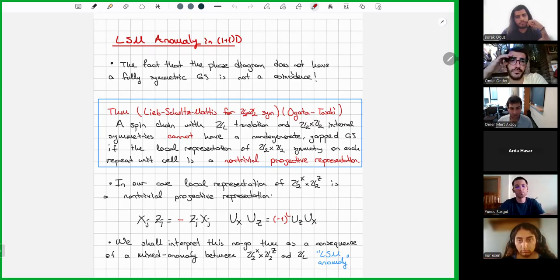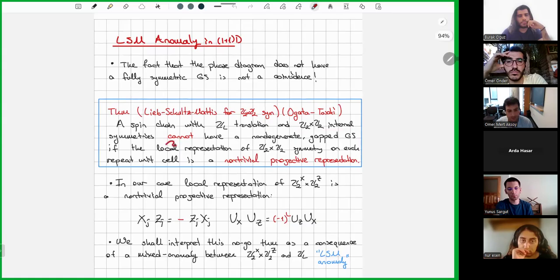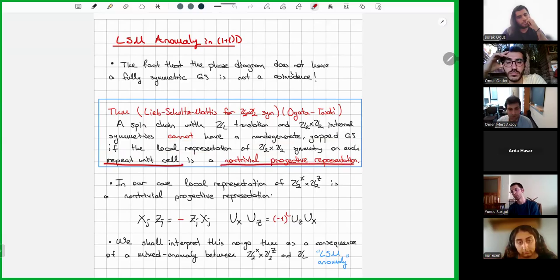It was for another model with slightly different symmetries. It was for a model with continuous symmetries, but this is one of the latest incarnations with Z2 times Z2 internal symmetry, proved by Ogata and Tasaki, I think in 2019 or 2018, something like that. And what they prove is that if you have a spin chain with Z_L translation and Z2 times Z2 internal symmetry, such a spin chain cannot have a non-degenerate and gapped ground state if the local representation of this internal symmetry on each repeat unit cell is a non-trivial projective representation.